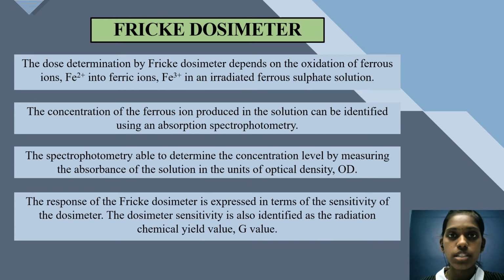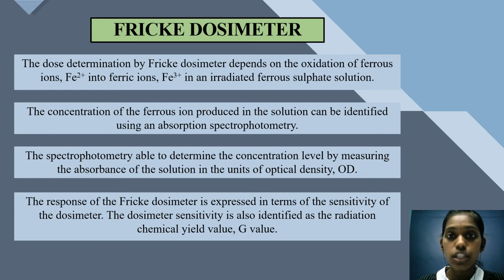The dose determination by Fricke dosimeter depends on the oxidation of ferrous ions into ferric ions in an irradiated ferrous sulfate solution. A strong absorption peak is observed at a wavelength of 304 nanometers by the ferric ions, while the ferrous ion does not display any absorption at the corresponding wavelength. The concentration of the ferric ion produced in the solution can be identified using absorption spectrophotometry.